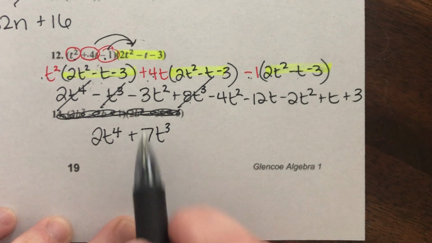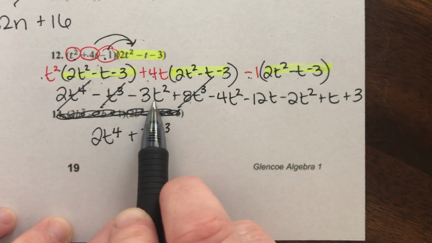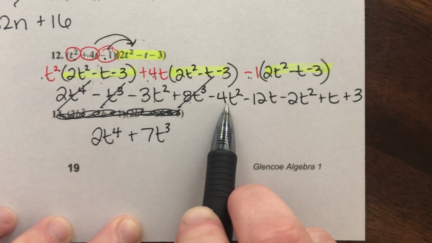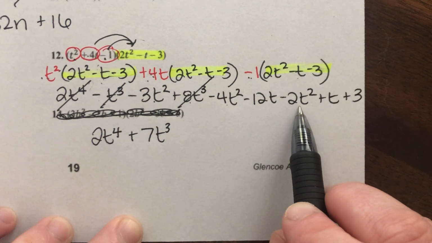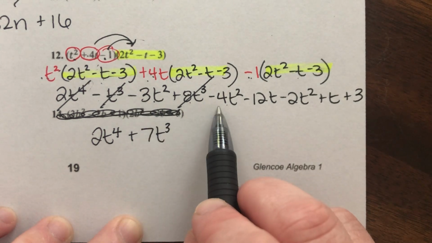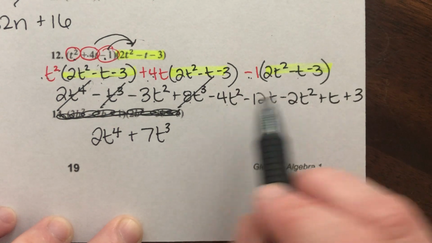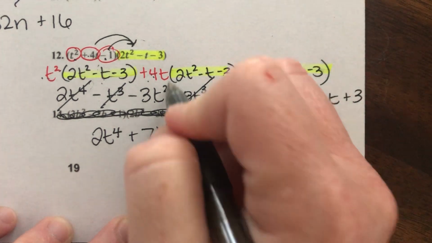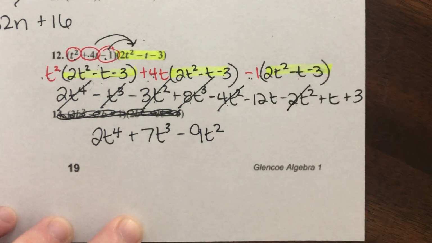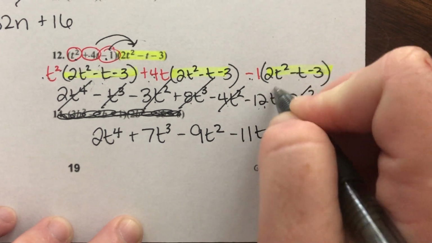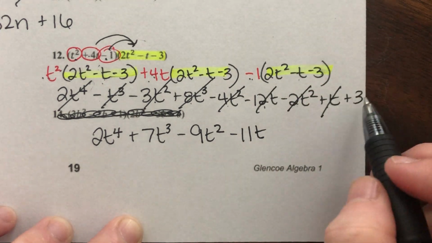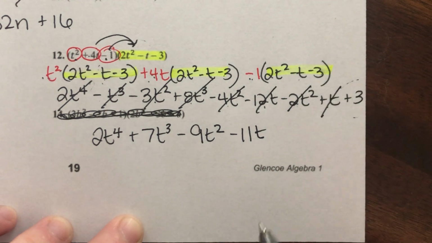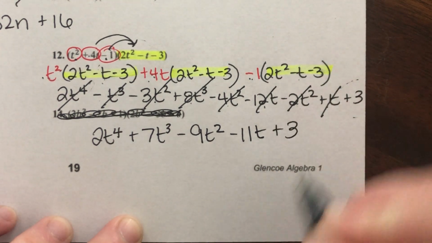Then I've got t squared. So I've got negative 3t squared, negative 4t squared, and negative 2t squared. Negative 3 minus 4 is negative 7. Negative 7 minus 2 is negative 9t squared. Boom, boom, boom. Then I've got t. So negative 12t plus t is negative 11t. And lastly, I've got this plain number hanging off the end, which is just plus 3.